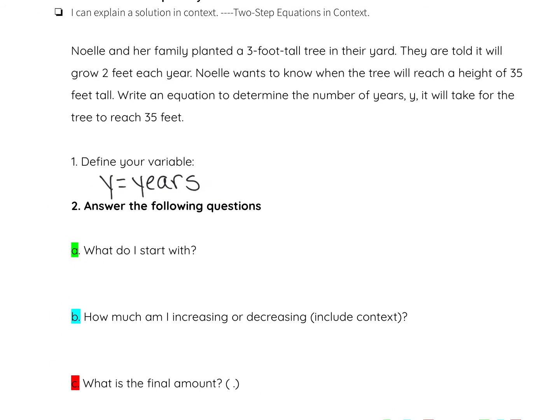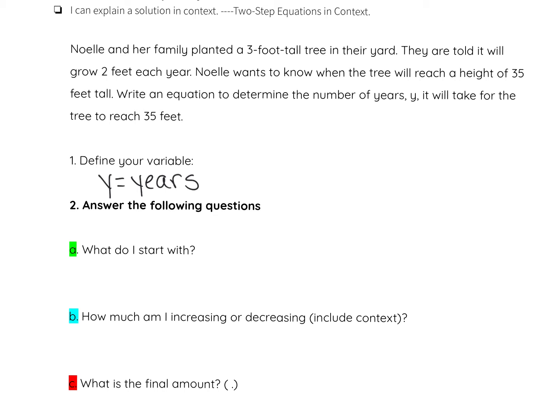What do I start with? So I'm going to look through my problem and see what do I start with? Not what's happening over and over again. What do I start with? And I can see right here in my first sentence, which is typically where you'll find this information, Noelle and her family planted a 3-foot tall tree. So the tree starts at 3 feet tall. So what am I starting with? 3.